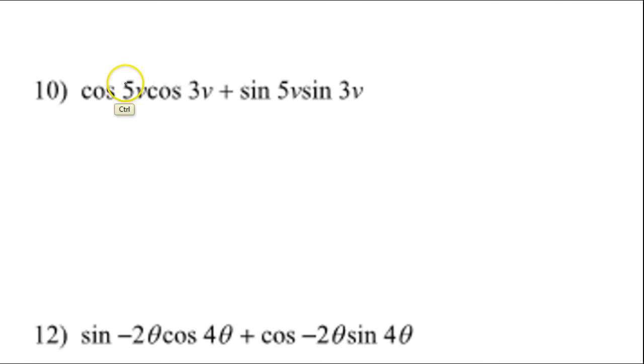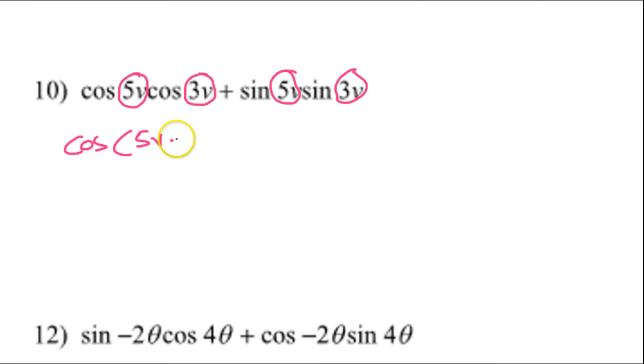Number 10 is the exact same thing, except angle A is 5V and angle B is 3V. And there it is again, 5V and 3V. So this must be the cosine of 5V minus 3V, because for cosine, if it starts off as subtraction, then it becomes addition. So these are opposites. Anyway, this simplifies down to the cosine of 2V. And that is as far as we can go.